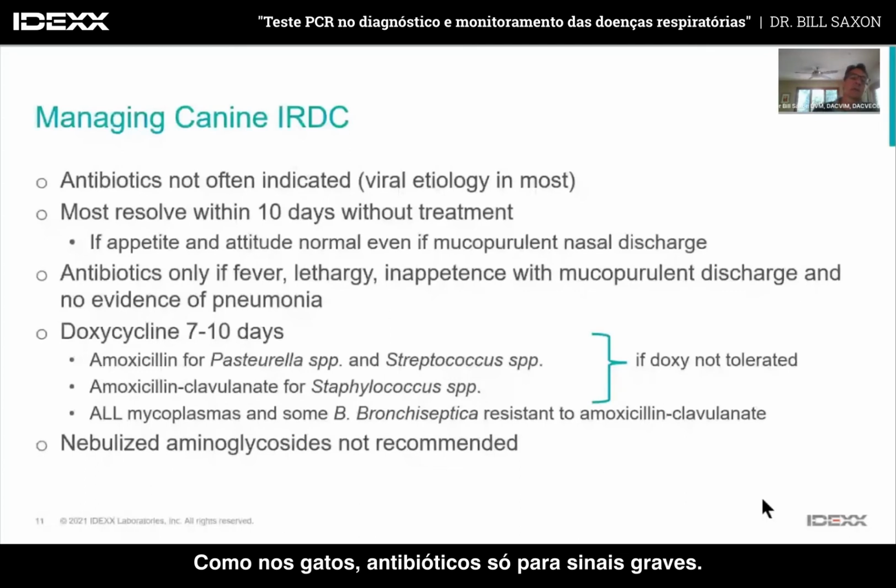And again, like in cats, antibiotics only if those signs are present, and it's good old doxycycline again. It has the broadest spectrum against the bacterial causes of upper respiratory tract problems in both dogs and cats. You have other options for some of the pathogens, penicillins or augmented penicillins for Pasteurella, strep and staph, right? But important to remember that if you're using something other than doxy, you're not going to get any mycoplasma, and some Bordetella bronchoseptica strains are resistant to penicillins. So that's why doxy is the recommended choice.